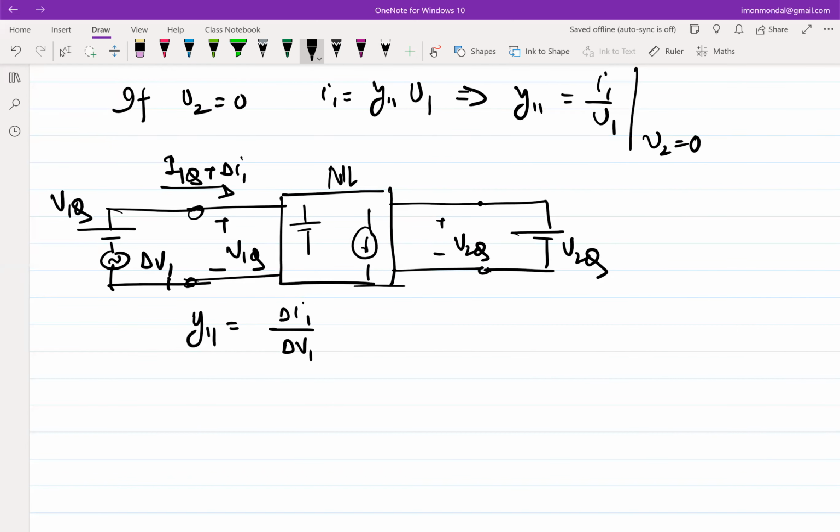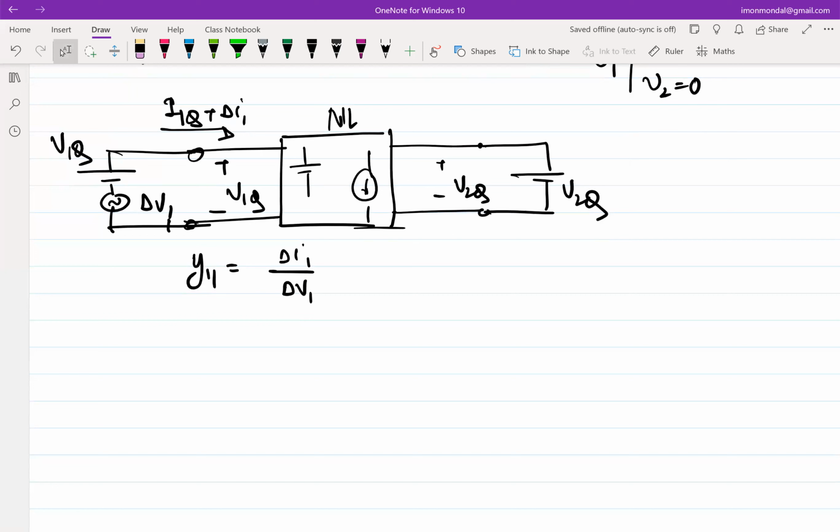Similarly, let's say I want Y21. Again, it's the same network. How will you set it up? We want Y21. So Y21 is what? No, I have to first set it up, right? So my question is, will the original network be okay to find out Y21, or do I need to change anything?